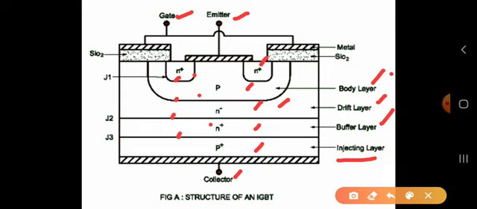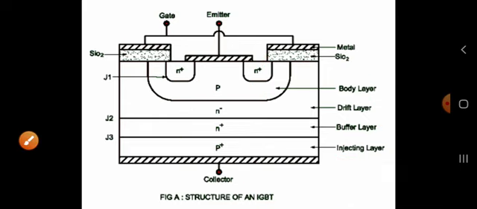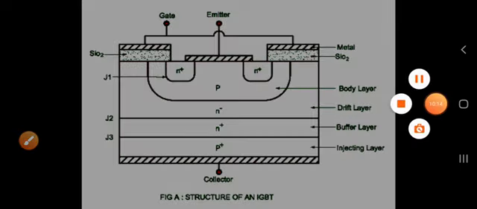So what happens if you use the buffer layer and have created the structure? This type of IGBT can be used in chopper and inverter circuits. And if you are not using this buffer layer, that type of IGBT structure can be used for rectifier type of applications. So this is the structure explanation of your power IGBT.